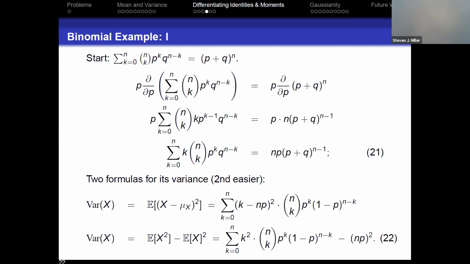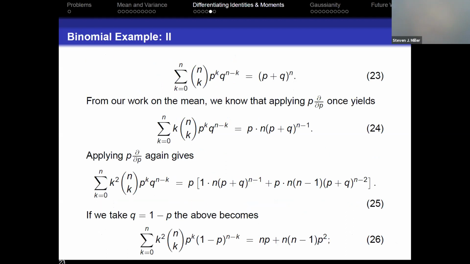One is the sum of k minus np squared. The other is the sum of k squared. Which would you rather evaluate, the first or the second? The second. Yeah, the second. It's much cleaner. There's no cross terms. We want to evaluate stuff like the second.